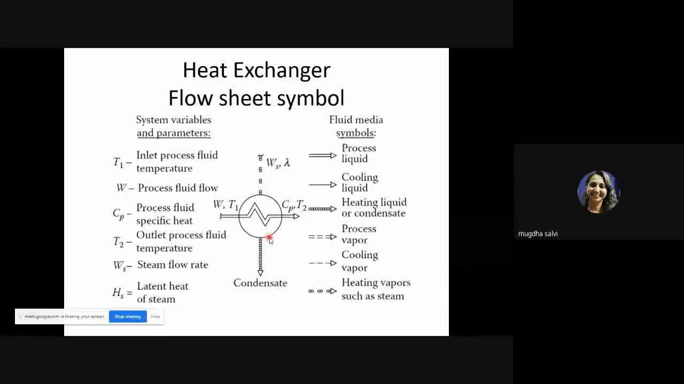Now here we have again two types of flow. One is the flow of the process fluid itself and the other is the flow of the steam. So I have two options to vary. I can either control W or I can control WS. So these are the two variables I have with me to vary or to maintain temperature T2 at a particular set point. This is the degrees of freedom the heat exchanger has.